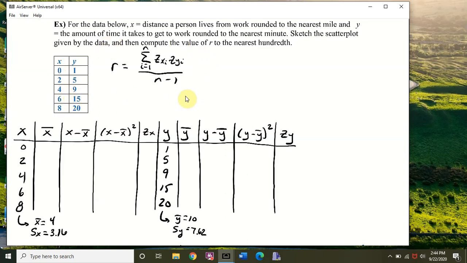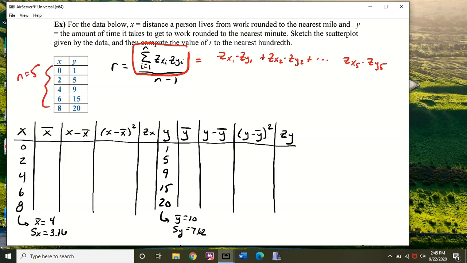Now here's the formula, okay, which again, what does this whole thing represent? Well, if I sub 1 in, this is the sum of all this stuff. So if I sub 1 in for i first, my first z-score for x times my first z-score for y, plus my second z-score for x times my second z-score for y, until I get to my last one, okay? And in this case, there's going to be 5 of them. Here, n is 5 because we have 5 pieces of bivariate data, 5 coordinates, if you will, okay?